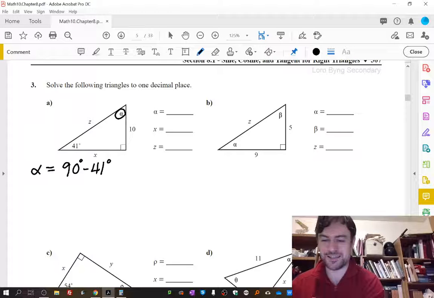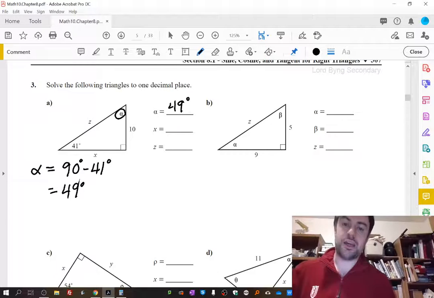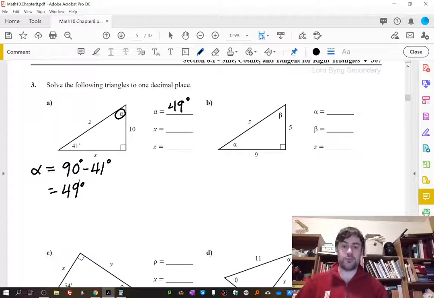So then what's that going to be? I guess it's going to be about 49 degrees. So that's going to give us our answer here. That wasn't too bad, right? You can use the property that angles in a triangle add up to 180, and of course one of them is already 90, so that's how we find that.